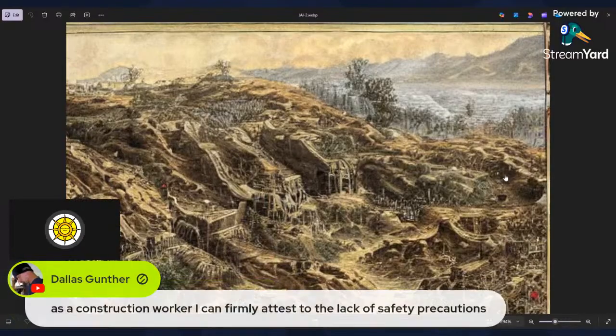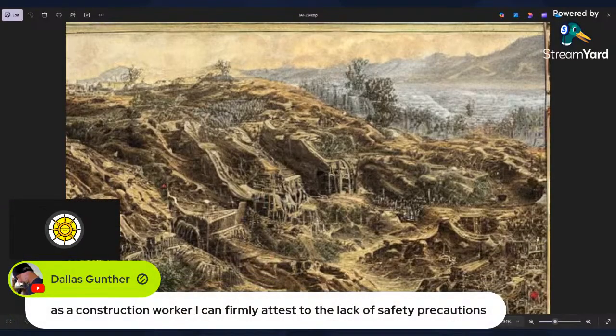Here's a good comment from Dallas. As a construction worker, I can firmly attest to the lack of safety precautions. Oh, even today? I thought everything was about safety, and that's why we can't do anything, Dallas. Or are you countering that? My goodness.